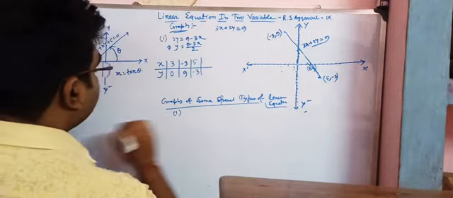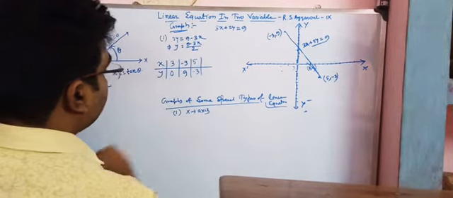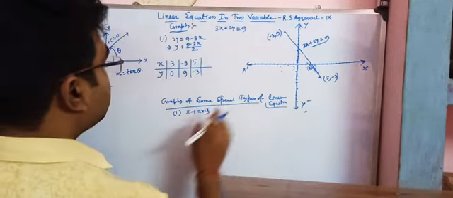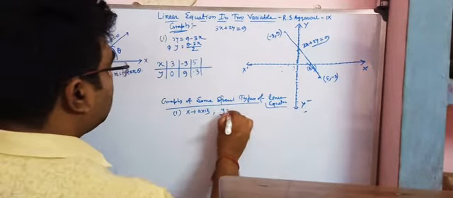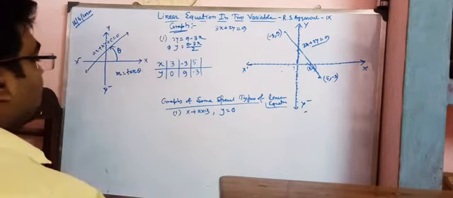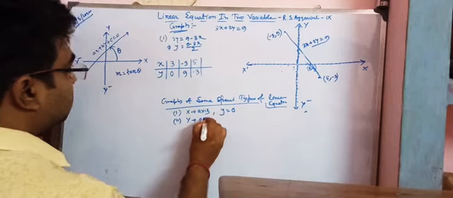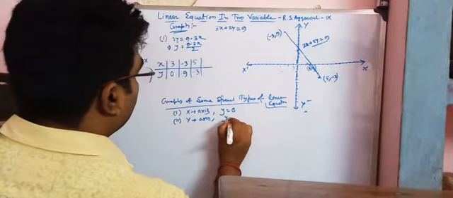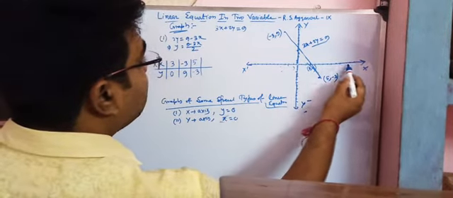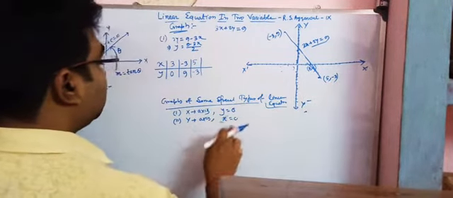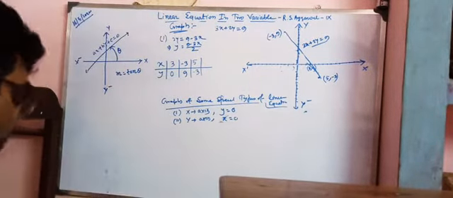First is equation of x-axis. X-axis is a straight line. So there will be an equation of x-axis, and that equation is y equal to 0. Okay. Next comes equation of y-axis, that is x equal to 0. Means all the values of y on the x-axis are 0. That's why we are taking y is equal to 0.